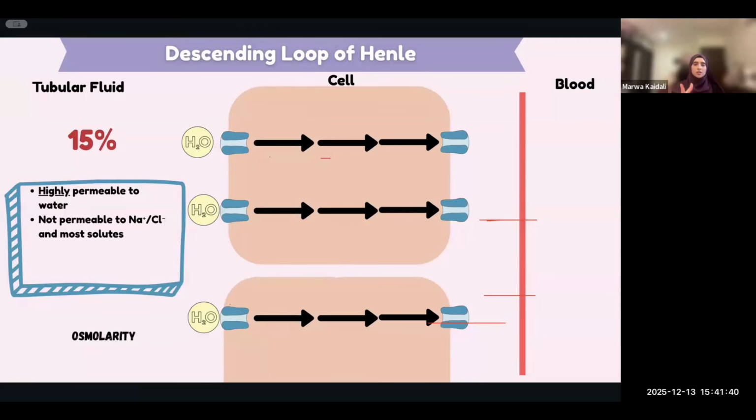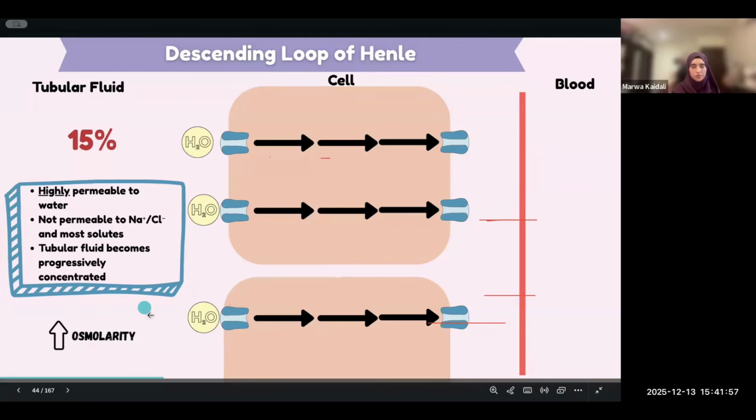Now, okay, so we are in the descending loop, we're taking in water. What do you think is going to happen to the osmolarity of the tubular fluid? Exactly, it's going to increase. So we're going to have an increase in the osmolarity of the tubular fluid.